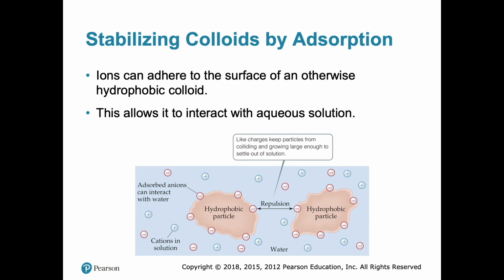So, I just drew this on the board, but we'll look at it here. You can stabilize a colloid by adsorption. Ions adhere to the surface of an otherwise hydrophobic colloid. This allows it to interact with water. So here we have the hydrophobic or nonpolar molecule in the center, and then all the molecules on the outside that are polar. And then the water molecules can surround it, and when it dissolves it, it goes into solution. It takes it with it, see? It doesn't show you the actual structure of the molecule there, but that's basically what I drew here. It's pretty neat.